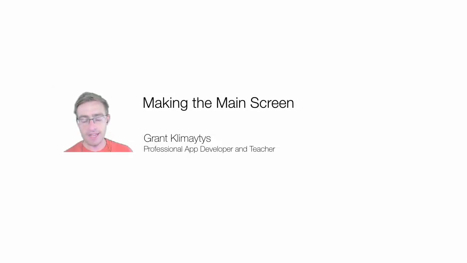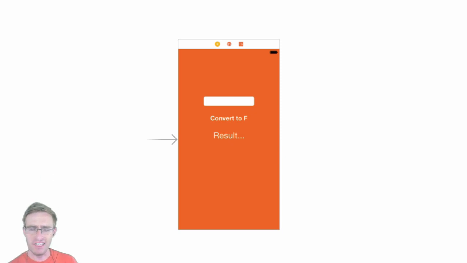Let's go ahead and create the main screen of our temperature converter app. It's going to look a little something like this once you're done. You can, of course, customize this however you like, but I'm going to show you a few fundamental things like how to create text fields to enter numbers, how to create buttons, and finally labels, and then position them all.